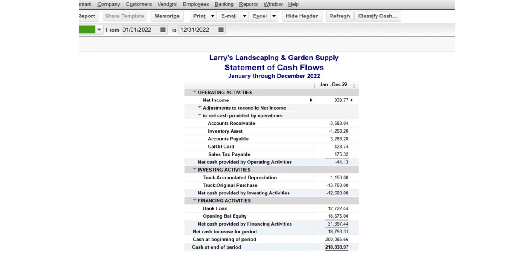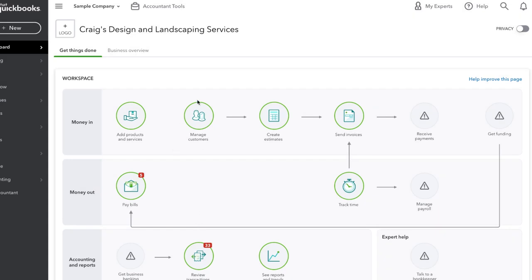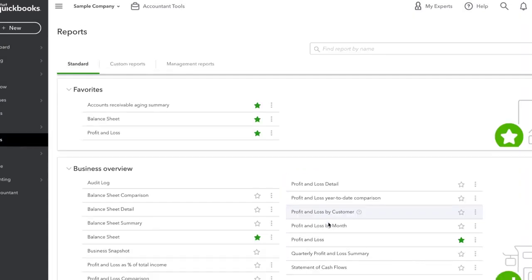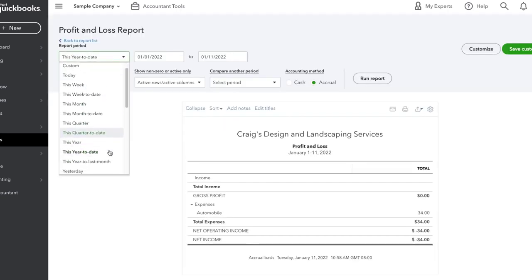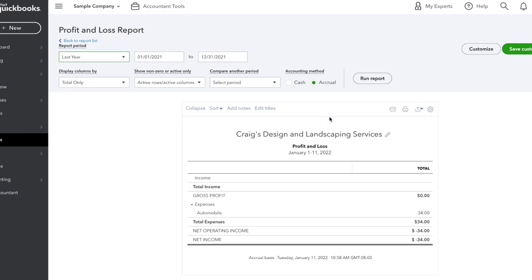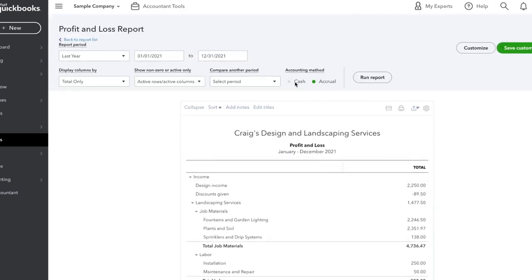Okay. Now, for those of you who are desktop users, let's jump in and look at yours so you kind of know what you're looking at as well. So you're going to go under reports. You can be looking at profit and loss, and you might be looking at, okay, what happened? This is just one report. Remember, it's saying what happened last year. You can run it. You're going to choose cash or accrual.